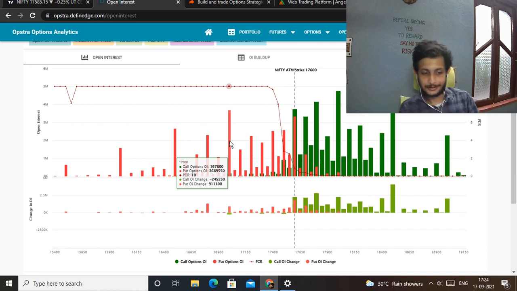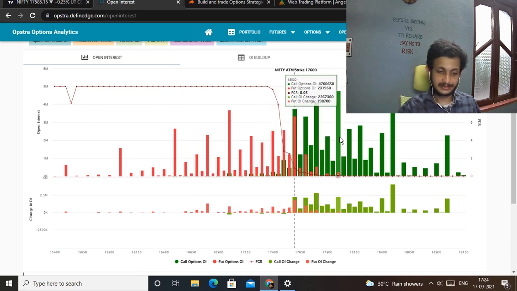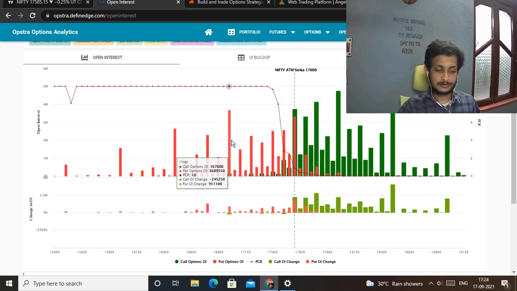So in such cases we will deploy a jade lizard strategy. We will sell a call option right here, we will sell an 18,000 call option. And we will also sell a 17,000 put option right here.